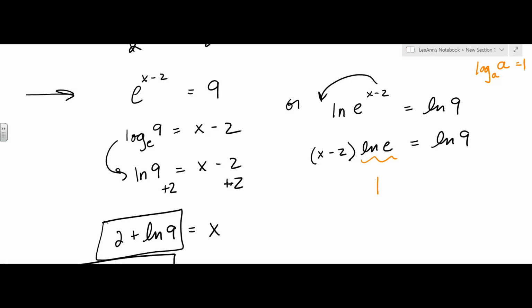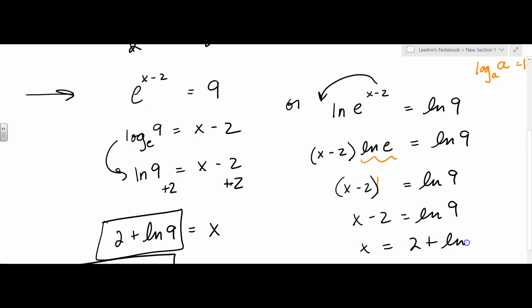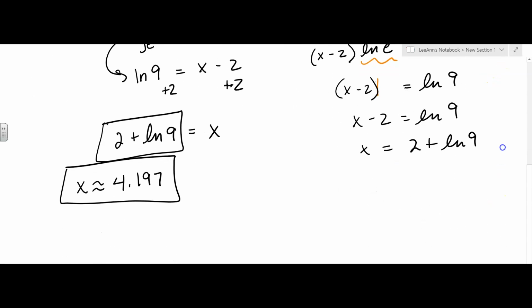So then you have x minus 2 equals natural log 9. So you get x minus 2 equals natural log 9, and so it's going to be the same thing. Now you might ask, why did I put the 2 in front and not the natural log? A lot of times they'll put the natural log part at the back. It doesn't really matter. But anyway, these are the answers.